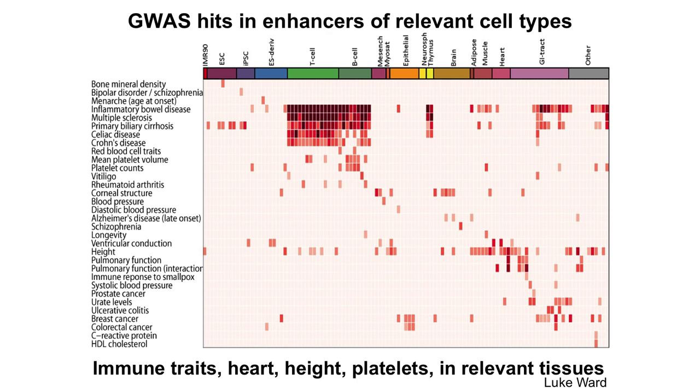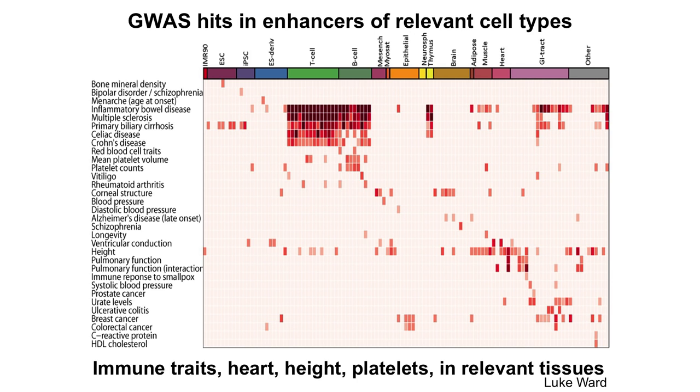So this gives you a basic roadmap for what are the tissues that are showing an enrichment in their regulatory elements for specific diseases. And a lot of these make a lot of sense. For example, you see height enriched in many tissues. You see rheumatoid arthritis, this one doesn't. You see corneal structure enriched in brain. Again, the cornea is, in fact, a brain tissue. You see immune traits that are associated with immune cell types, and so on and so forth.